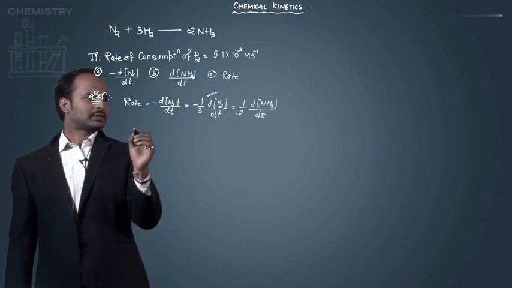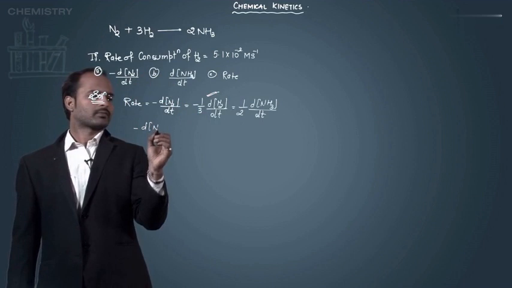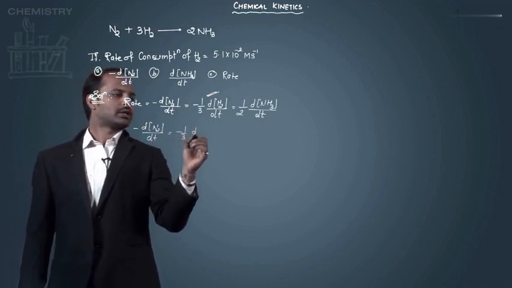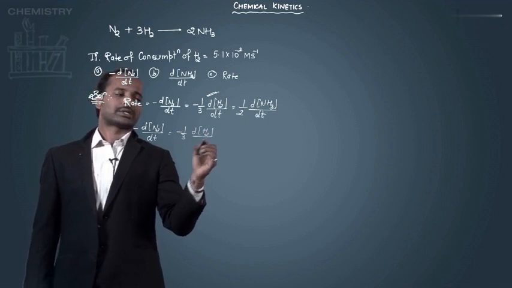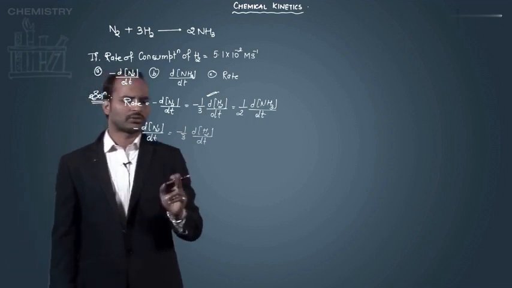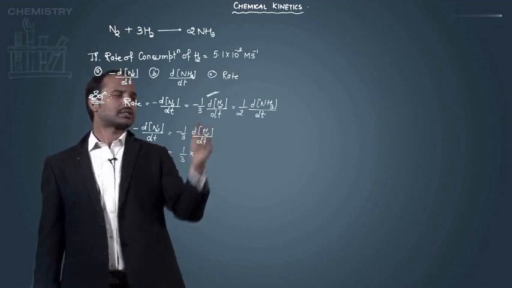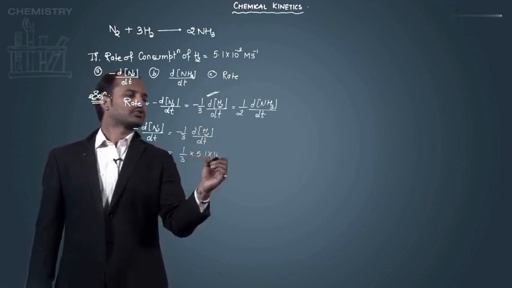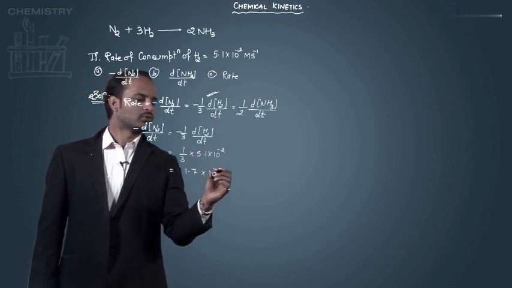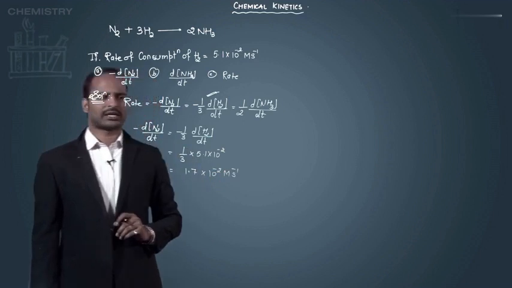So if this is 1/3, I can say minus dN2 by dt is equal to minus 1 by 3 dH2 by dt. In such reactions, don't cancel the minus sign because the minus sign has some meaning, like consumption. So no need of cancelling it. So it is going to be 1/3 of H2 consumption, which is 5.1 into 10 raised to minus 2. So directly I can say the answer is going to be 1.7 into 10 raised to minus 2 molar per second, because again it is a speed, that is the rate of reaction.